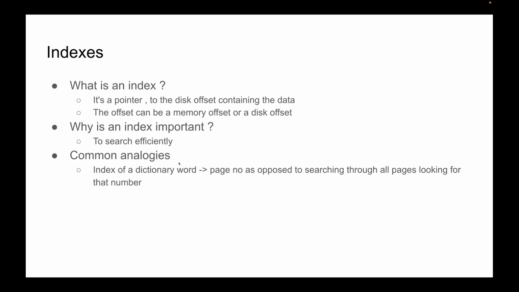Some of the common analogies that we find in day-to-day life are the word-to-page index that you find in dictionaries, and hence the common data structure name dictionary in Python and all that, right? So that's a very basic introduction to what an index is, why it is important, and how it facilitates faster reads while still allowing you to keep your data on the disk and having this index in memory.